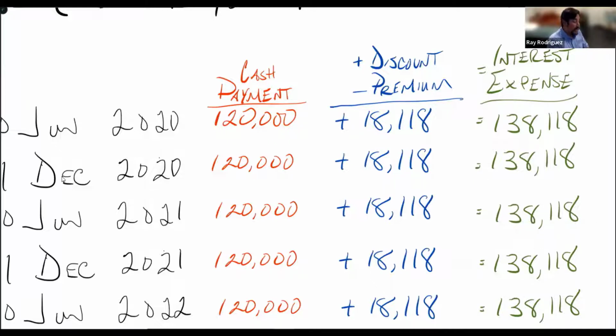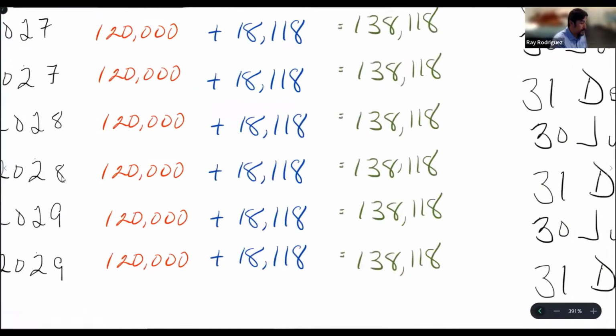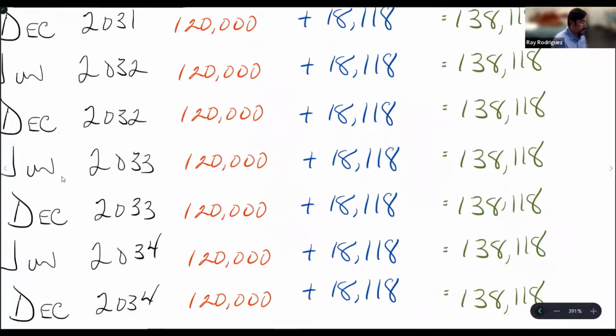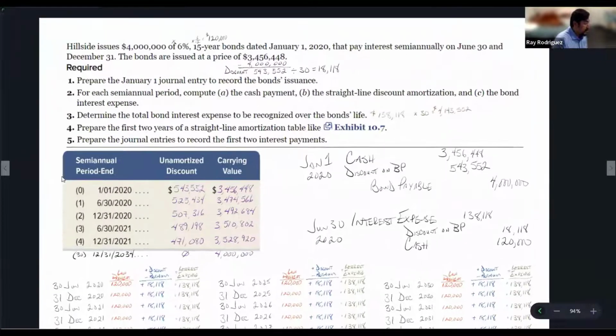If it's a discount, we add it here. If it's a premium, we subtract it. And that gets us our interest expense. And this is the same for every period. That is 2.